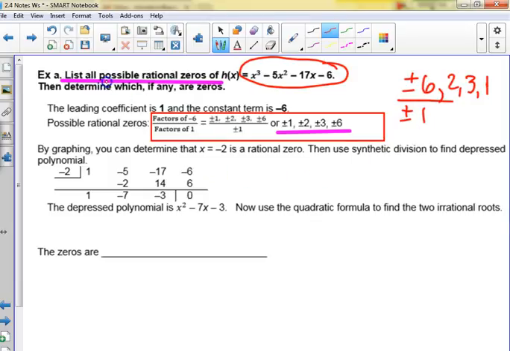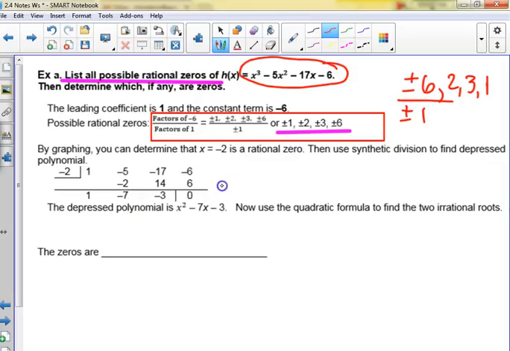All right. Then it says determine which, if any, are zeros. What are the ways we could do that? We could plug them into the actual function, right? See which ones gave us zeros. Anything else? Synthetic division, we could divide them in and see which one gives us zeros. We could graph it and just trace and see which ones are zeros, yes? All of those are possibilities, okay?